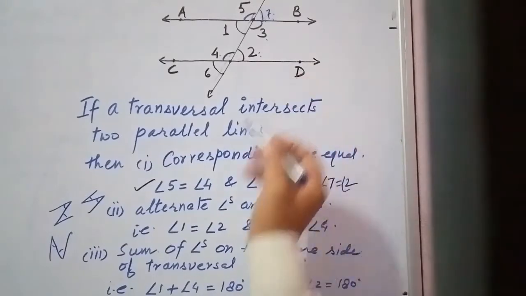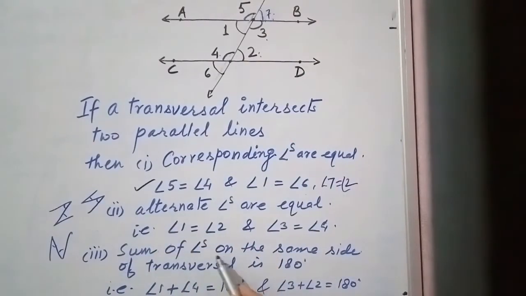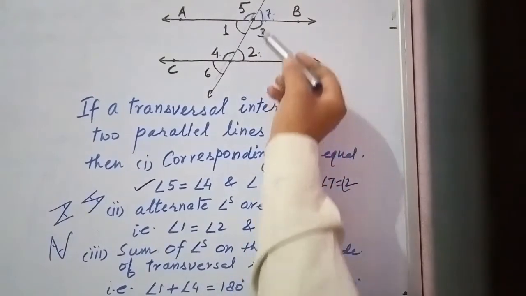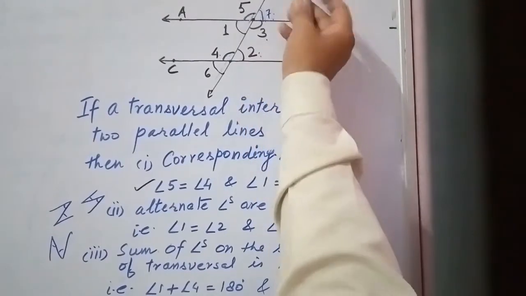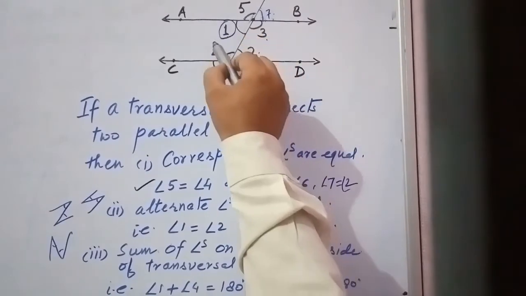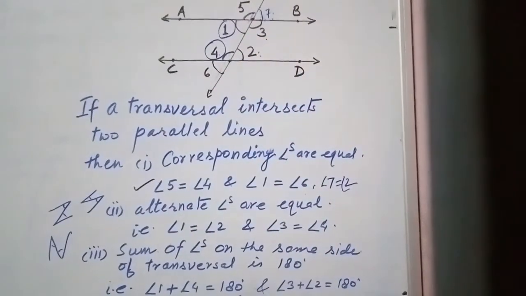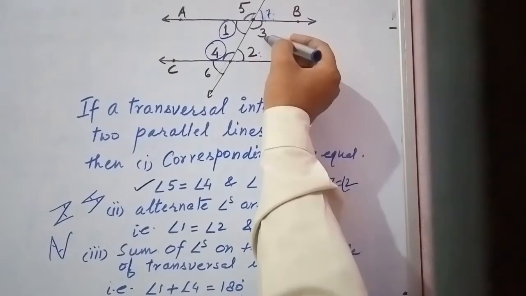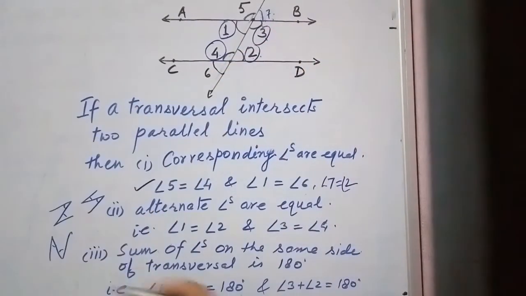And the third condition is the sum of angles on the same side of the transversal is 180. So here, same side of transversal, that is same side of L, angle 1 plus angle 4 equal to 180, and angle 3 plus angle 2 equal to 180. Now I am going to start your exercise 6.2.